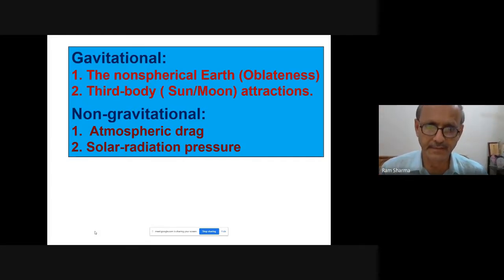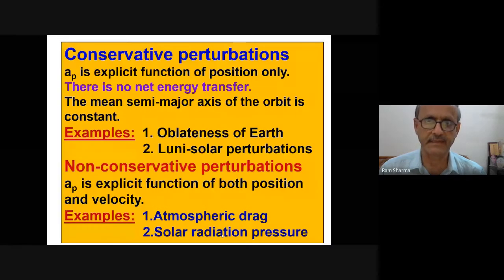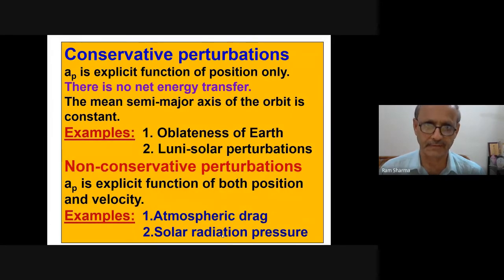Now we can write them as conservative perturbations. If AP, the force function, can be written only in terms of position, if they are a function of only position, and there is no net energy transfer, the mean semi-major axis in that case is constant, then those perturbation forces are conservative. Examples are oblateness of Earth and lunisolar perturbations.